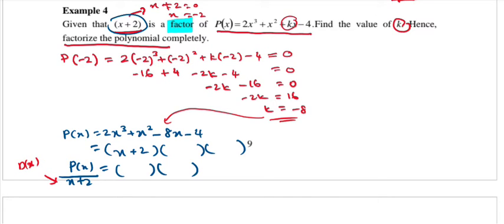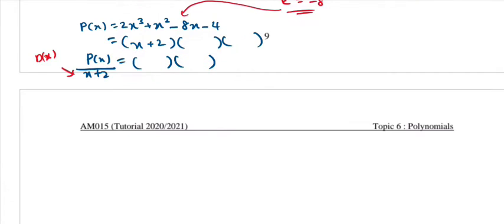So how to solve this question? You have to use long division. Remember long division, you have learned this in the lectures. So write down the polynomial under the symbol inside it, and then outside should be the divisor, x plus 2.